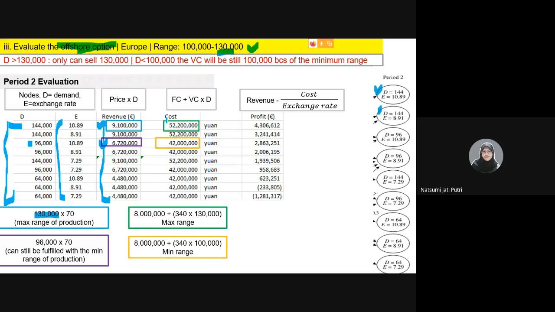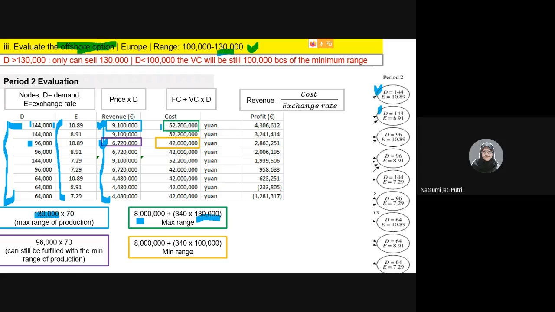And then next, for the cost, here, the fixed cost plus variable cost times the demand unit. The fixed cost is 8 million plus 340, the variable cost, times 130,000, because we only produce up to the maximum range of our production, which is 130,000.